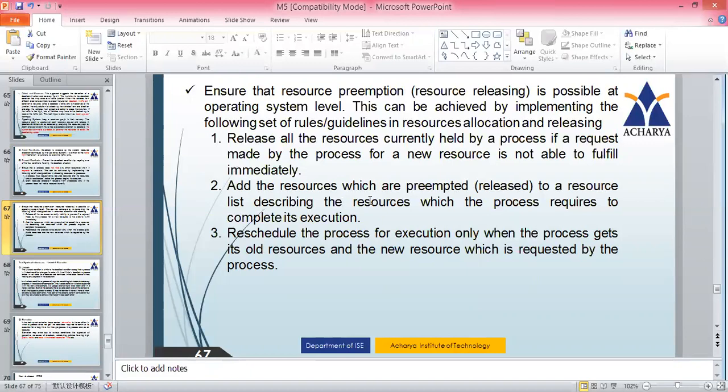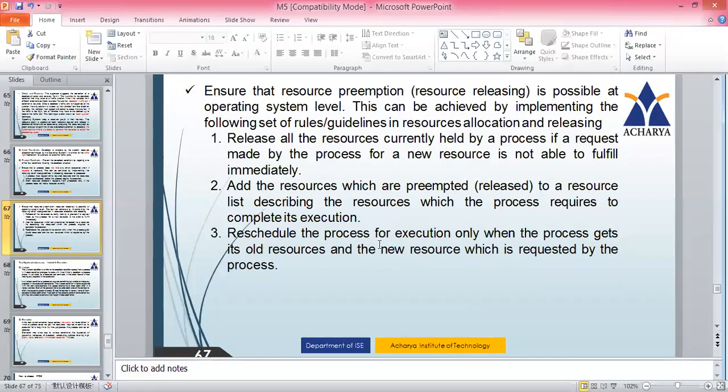Now, add the resources which are preempted to the resource list, describing the resources which the processes require to complete their execution. Once the resources are preempted or released from the process, the operating system should add them to the resource list and give them to the process which very badly wants to complete its execution.